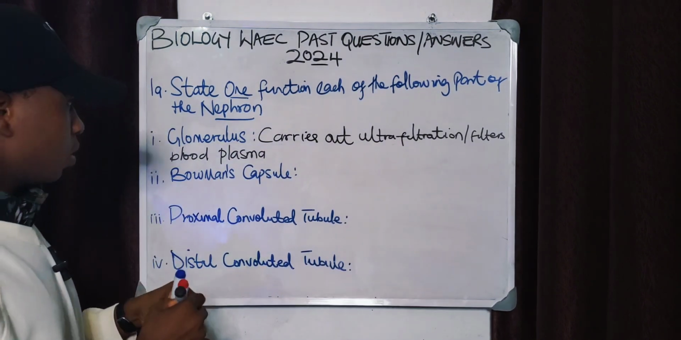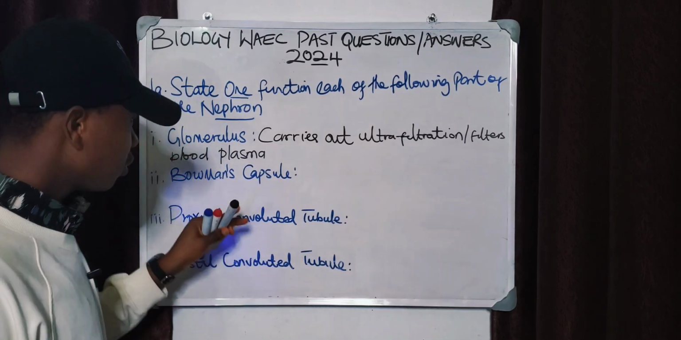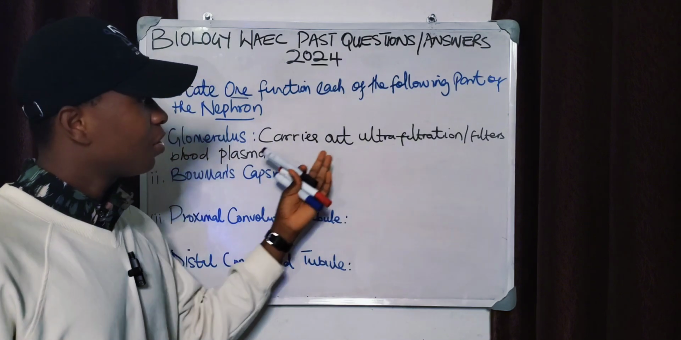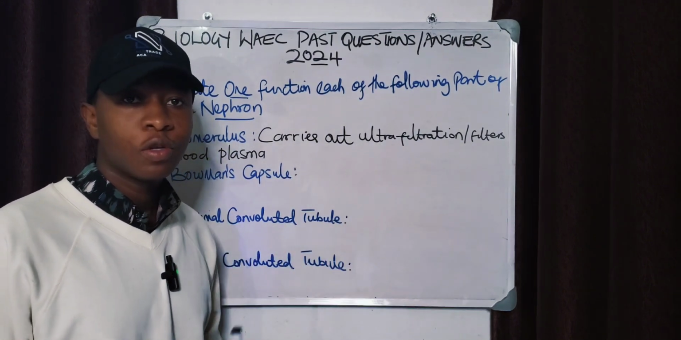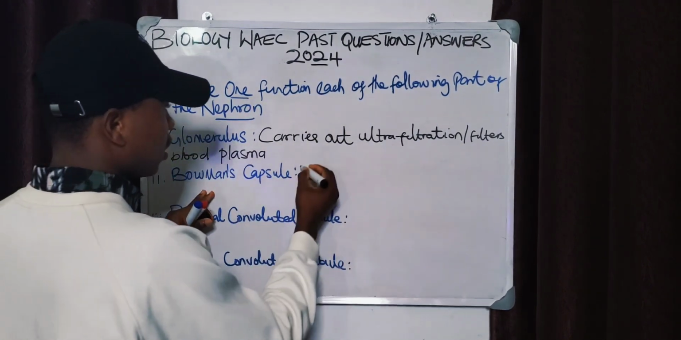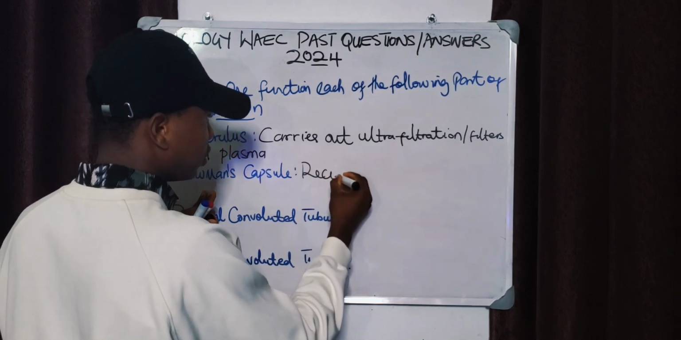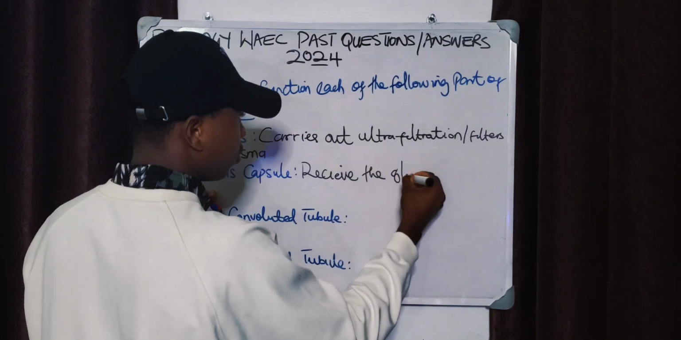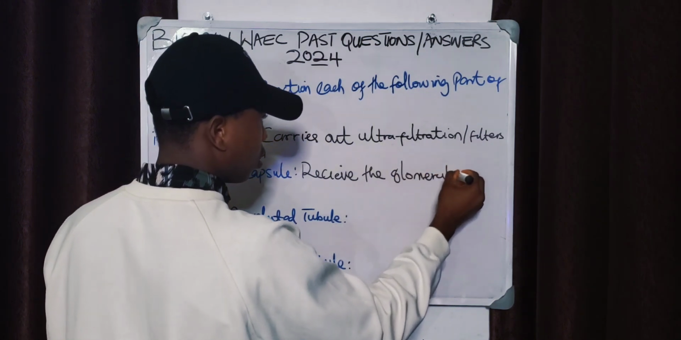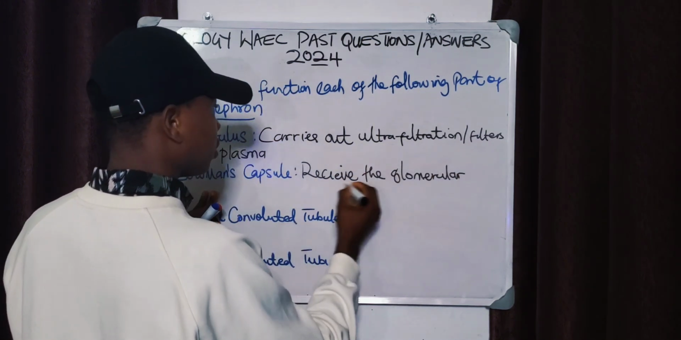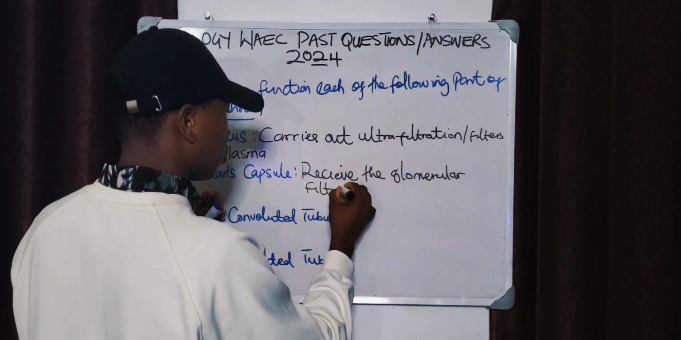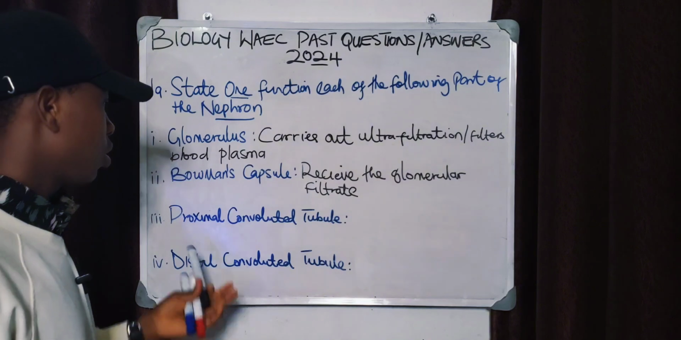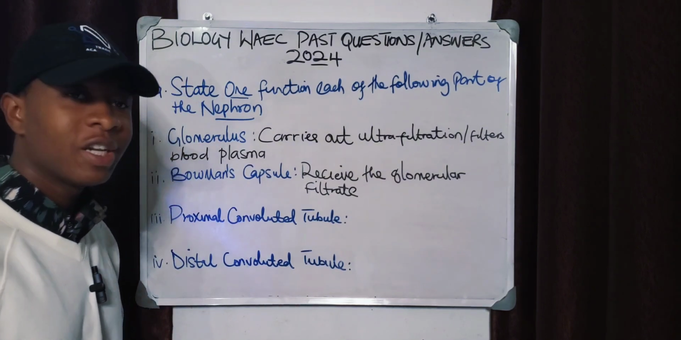All right, so the second one, the Bowman's capsule. The function of the Bowman's capsule is to receive the filtrate, the glomerular filtrate. So the function of the Bowman's capsule is to receive the glomerular filtrates. All right, so that's the function of the Bowman's capsule.